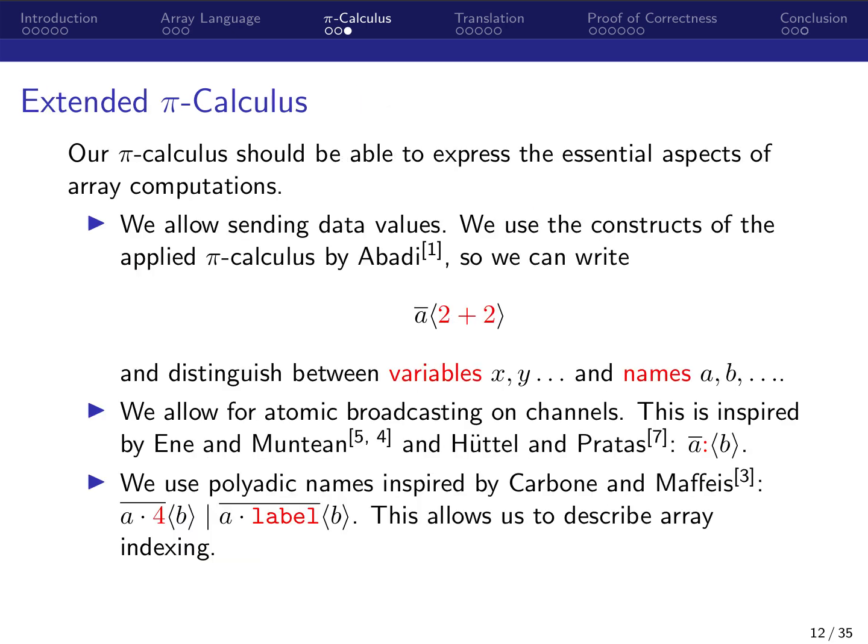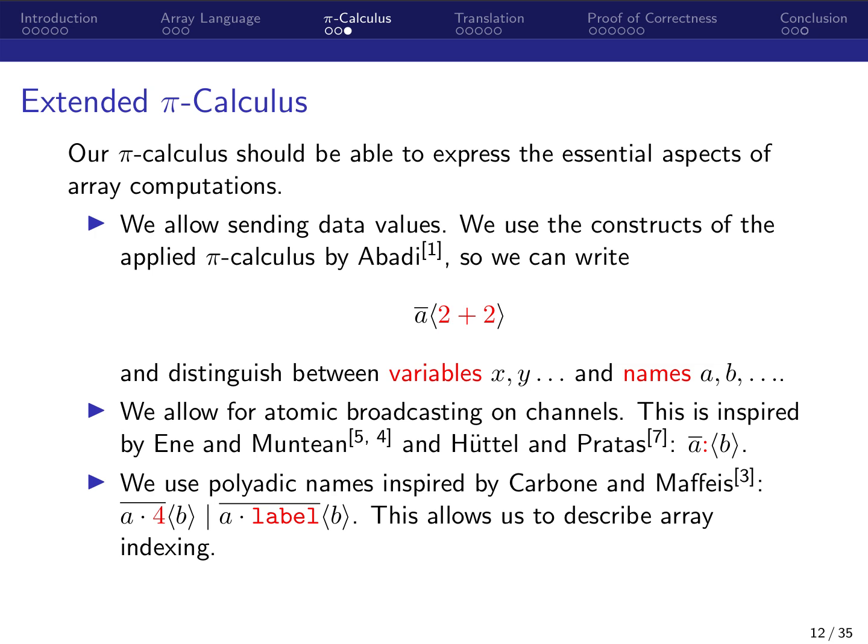Now, that's completely standard pi-calculus, but we need to be able to express a bit more than that. We need to be able to express the essential aspects of array computations. So we must be able to send data values, such as numbers, and arrays, and we use the constructs of the applied pi-calculus by Abadi and Fournet, so we can write things like on the A channel output the value of 2 plus 2. And because we need to receive data values, we must have variables that we can instantiate, so we distinguish between variables and names. Moreover, sometimes we want to be able to query an entire array, all cells in the array at the same time. So in order to be able to do that, we allow for broadcasting.